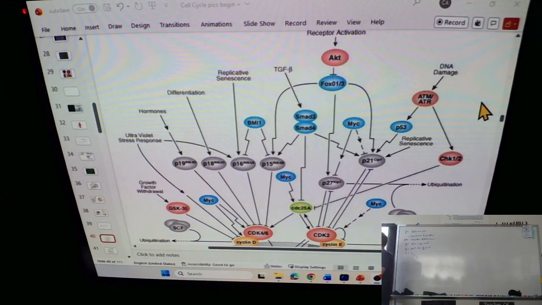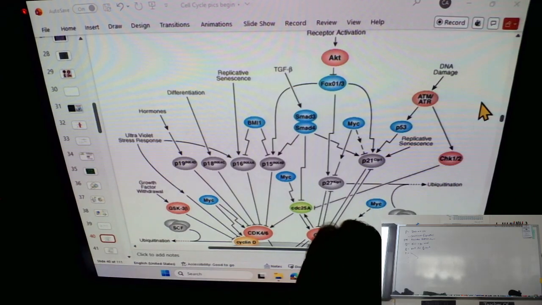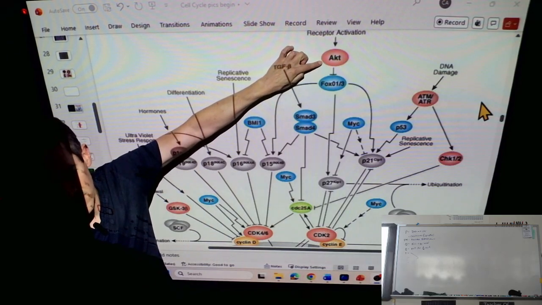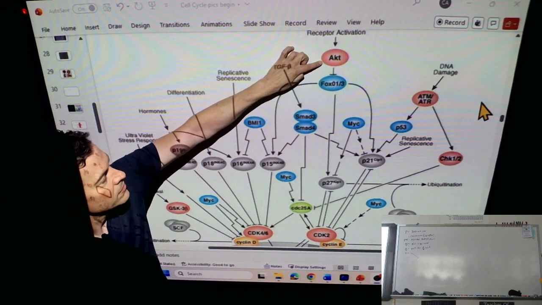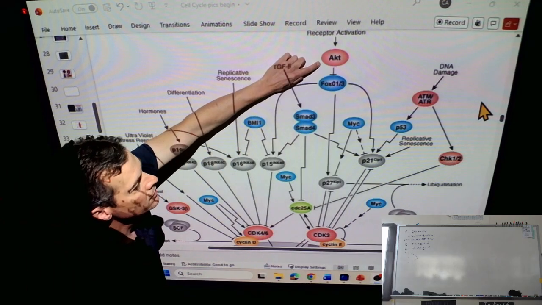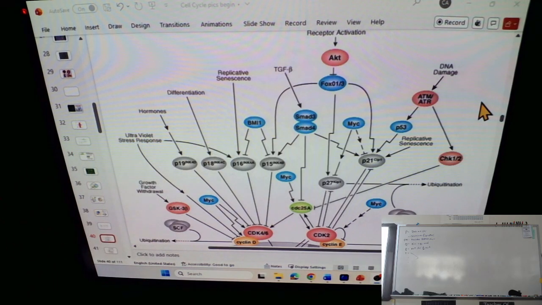So talk with somebody around you. What about AKT? Is AKT a proto-oncogene or a tumor suppressor? AKT, proto-oncogene or tumor suppressor?